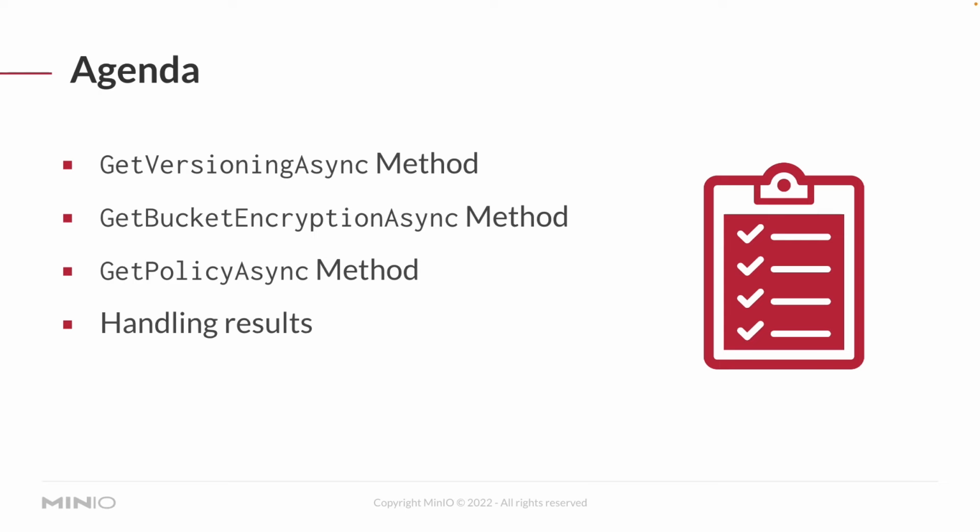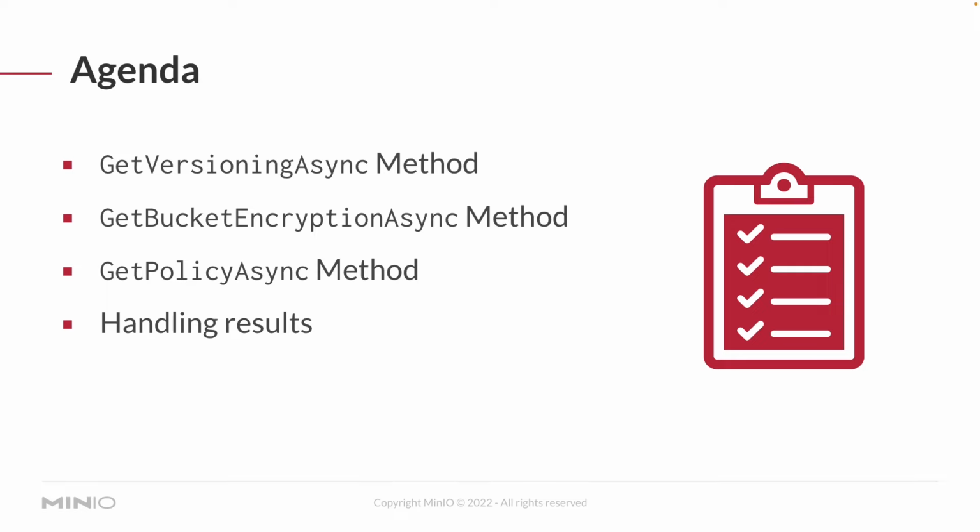In this video, I'm going to talk about 3 of the various methods available for getting some information about your bucket. I'm going to talk about the get versioning async method. I'm also going to talk about the get bucket encryption async method and the get policy async method. And I chose these because the bucket that I'm working with actually has information about all of these.